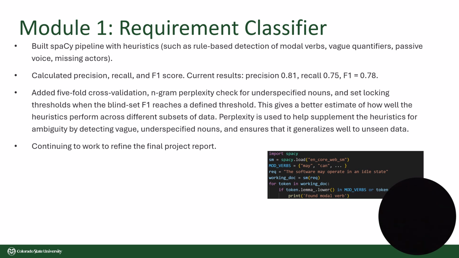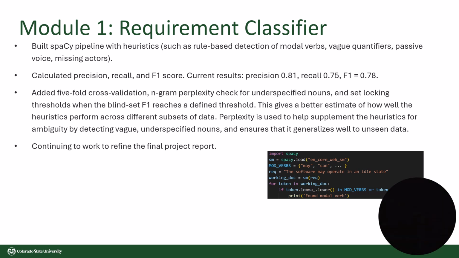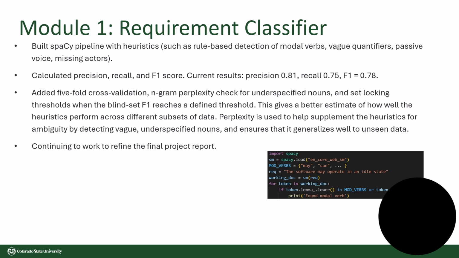Perplexity is used to help supplement the heuristics for ambiguity by detecting vague, underspecified nouns, and it ensures that it generalizes well to unseen data. I'm continuing to work to refine the final report.